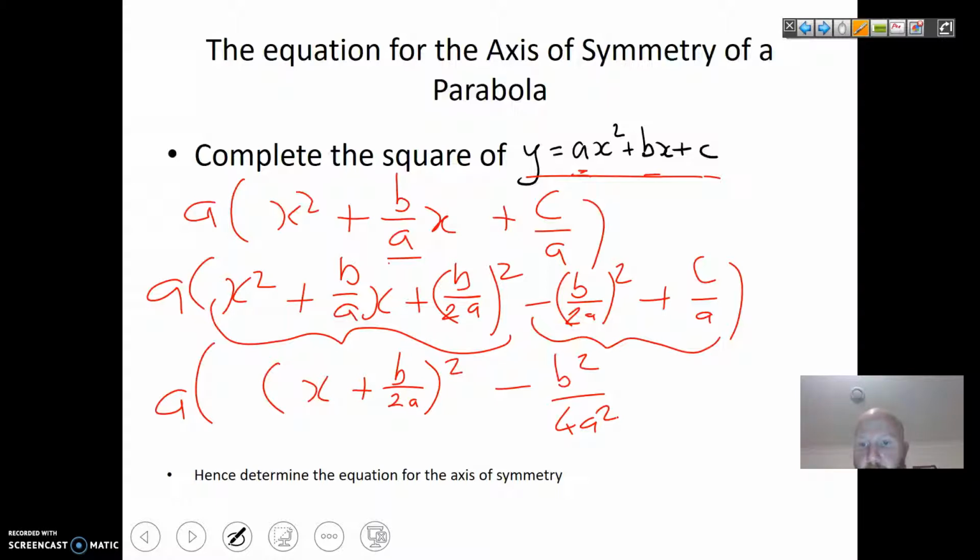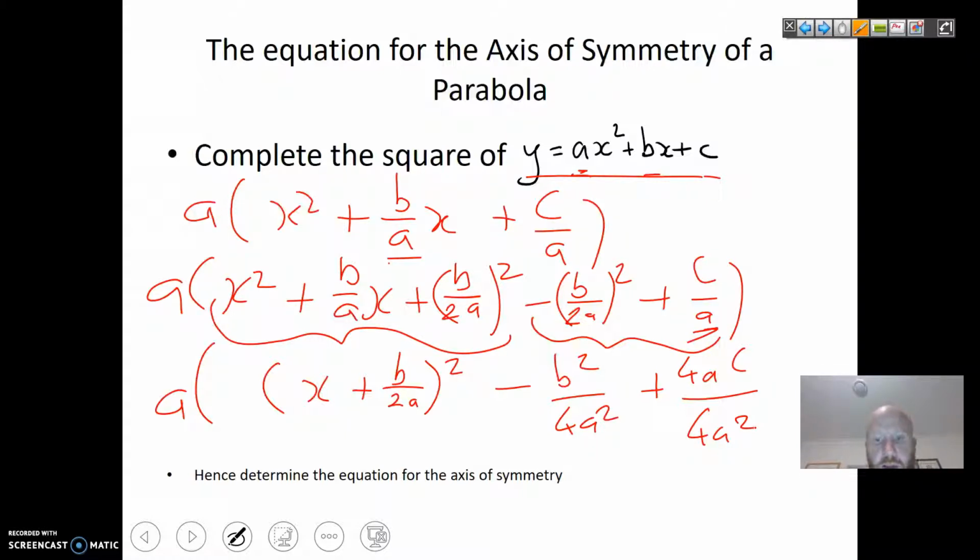And if we need a common denominator, we want these to be 4a squared, we're going to have to times everything by 4a, so it's plus 4ac over 4a squared. And this is actually the development of the general quadratic formula, plus or minus the square root of b squared minus 4ac, there it is over a, all divided by 2a.